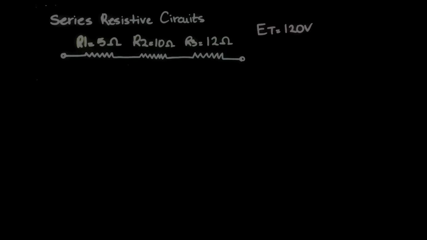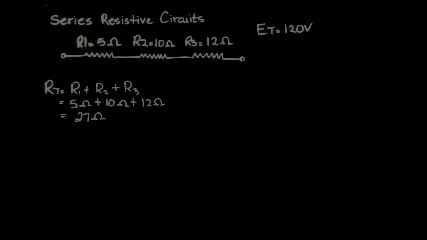So here I have the three resistors wired in series with an applied voltage of 120 volts. In a series circuit, it is true to say that resistances are additive. So resistance total equals R1 plus R2 plus R3. Resistance 1 is 5 ohms plus resistance 2, 10 ohms, plus resistor 3, 12 ohms. This gives us a resistance total of 27 ohms.